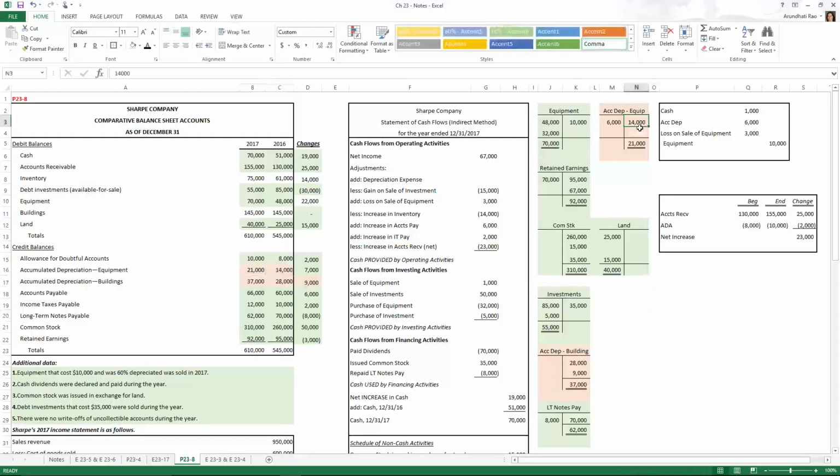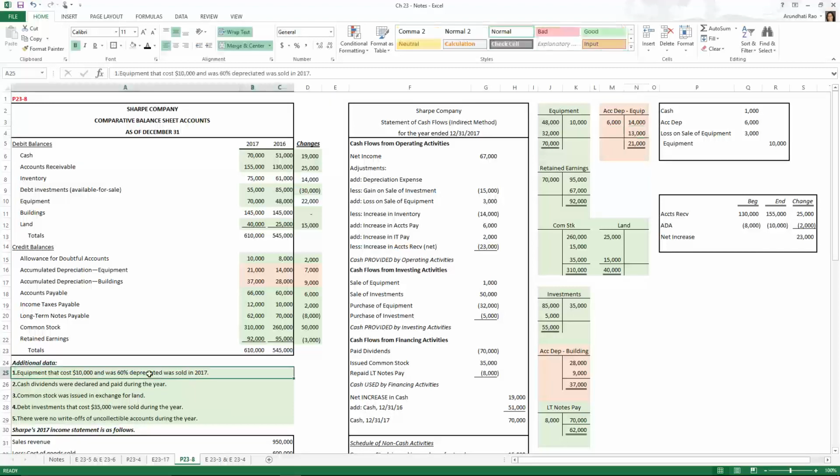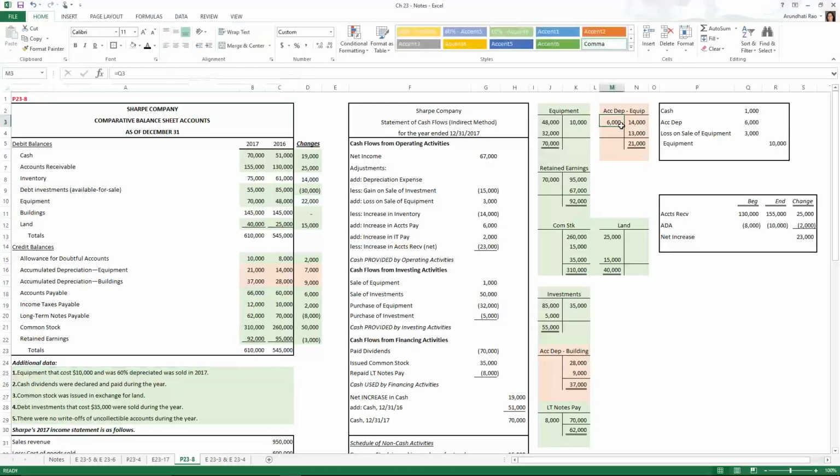Accumulated depreciation, beginning balance is 14, ending is 21. I wrote off $6,000 of accumulated depreciation because that asset is sold. So the number I have to plug in over here is 13. And I have 13 over here and I have 7 over here. That explains this difference of 6,000 that was sold. So in the problem, if I had been told depreciation expense for the year is 13, and this piece of information was not given to me, that it was 60% depreciated, I'd be plugging this number into the problem.